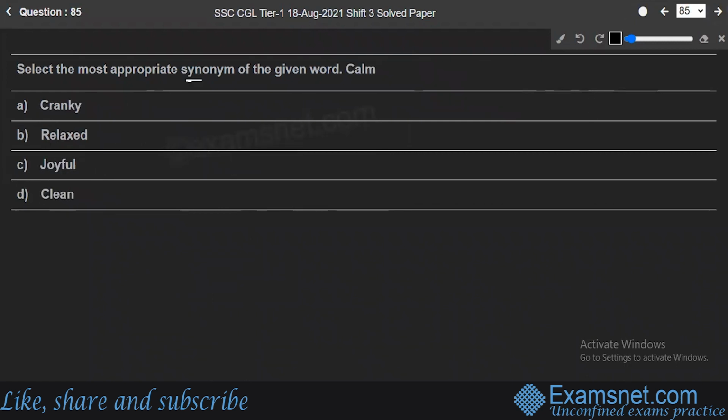Select the most appropriate synonym, that is the same meaning word, of the word calm. Options are cranky, relaxed, joyful, and clean. So let's see the meaning of the words. Calm means, of course, when you are very stable, not worried, quiet type.